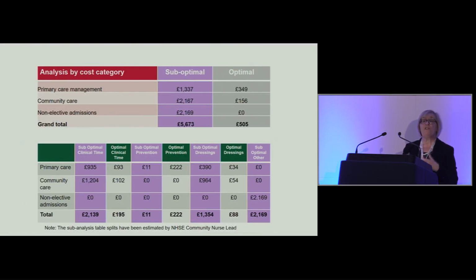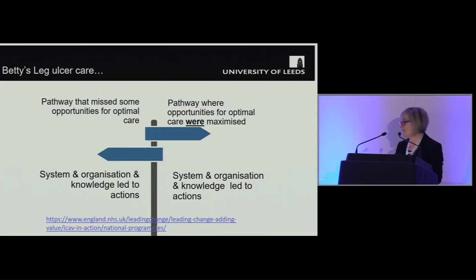So Betty feels more like herself again, and the commissioning groups have a much lower cost. So at the top of the slide, the difference in the modelled cost of care between optimal and suboptimal care is tenfold. £5,000 per treatment or 500. So Betty's leg ulcer care could have taken a pathway that missed opportunities for optimal care, or she can have a pathway where opportunities for optimal care are maximised.